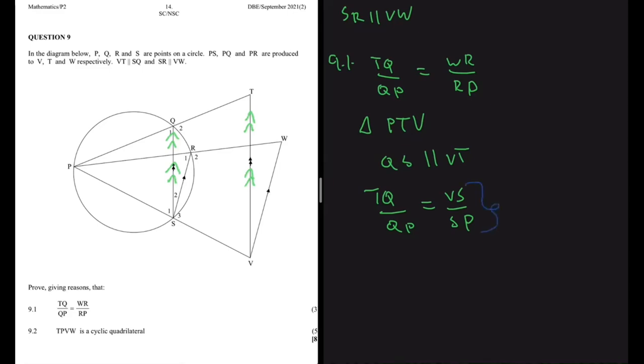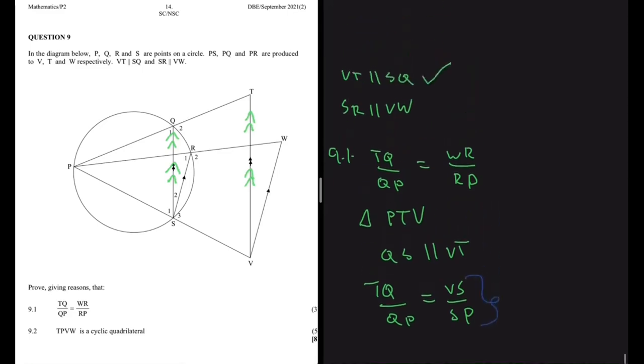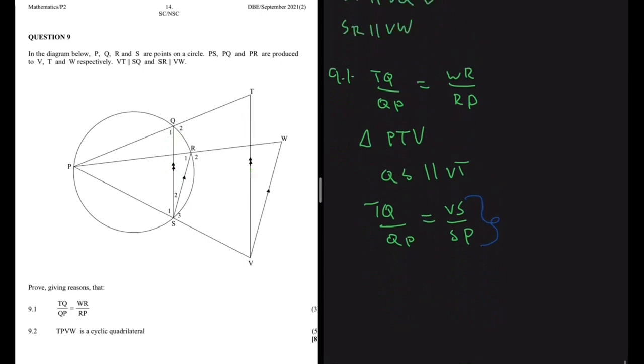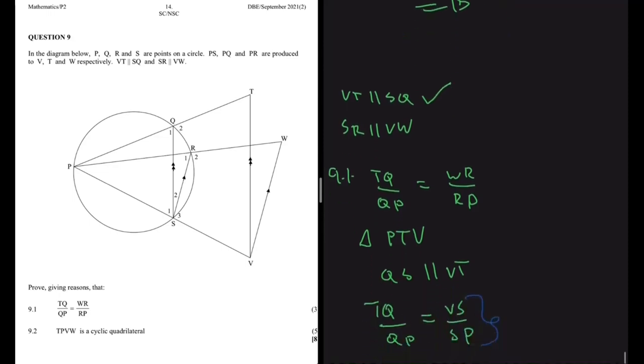Let's move on and go to our second keyword. Our second keyword says that SR is parallel to VW, right? So let's erase these parallel lines for QS and VT, and let's pay our attention to SR and VW. So where's SR? SR is this line here, and then we have VW, which is this line here, right?